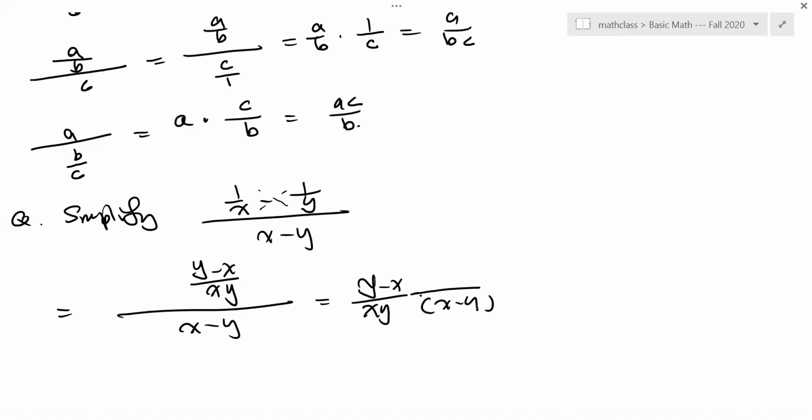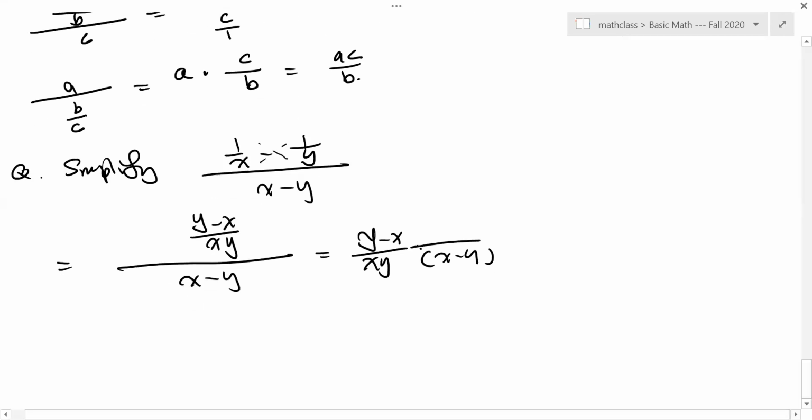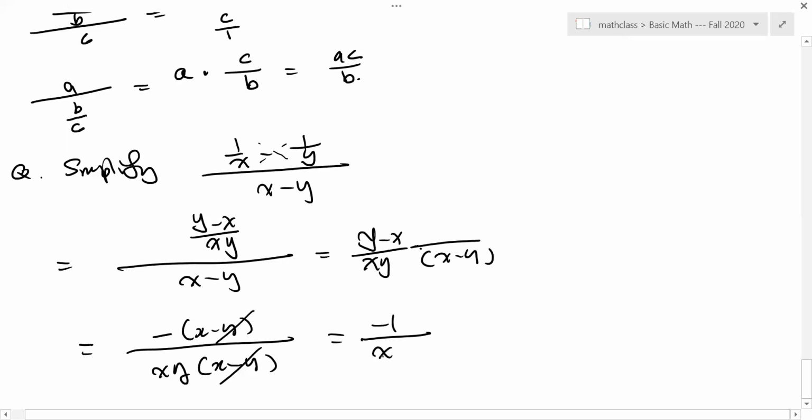Then you're trying to simplify. The numerator is y minus x. The denominator is x minus y. Y minus x and x minus y differ by a negative sign. So the numerator will be negative times x minus y, over x times x minus y. Okay, if you express it in this way, then that cancels out, and you get negative 1 over x times y.